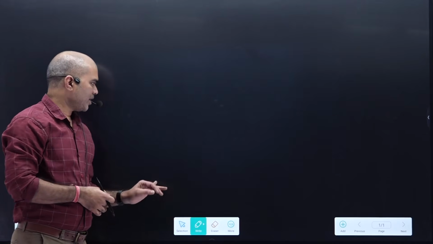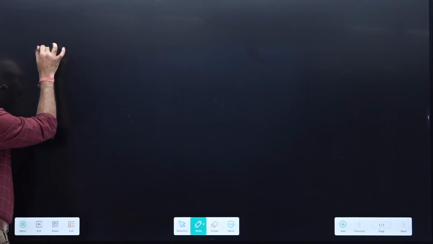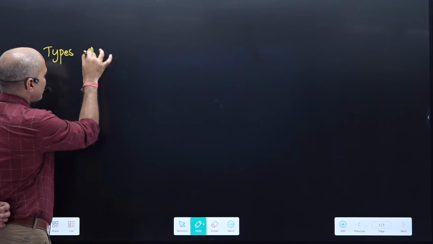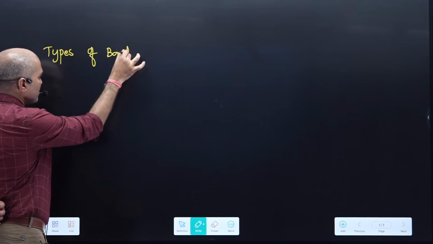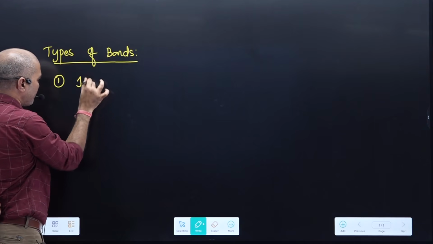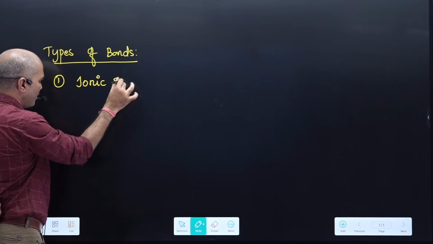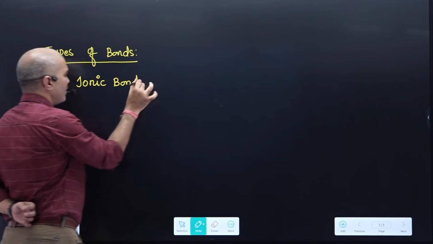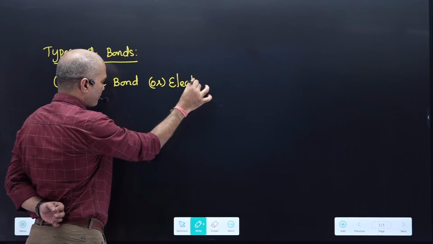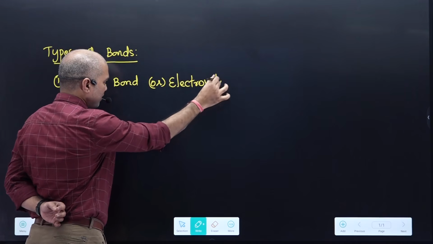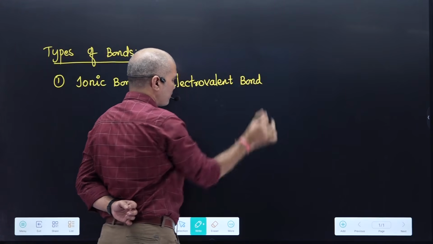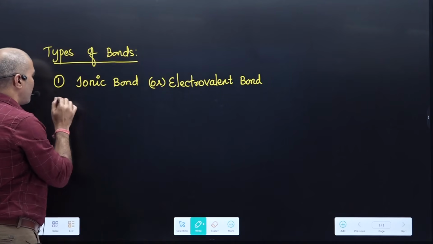Can you tell me how many types of bonds there are? We are not going to discuss each and every bond in basic detail, but we should know the types of bonds. First one, we always begin with the ionic bond. You can note down parallelly. The other name for ionic bond is electrovalent bond. Ionic bond or electrovalent bond.